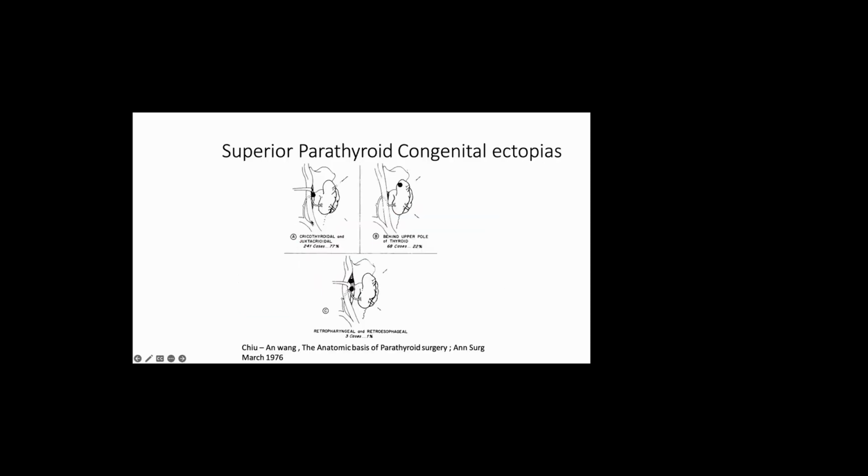So this is the juxta-cricoidal location of a superior gland, and this is behind the upper pole, and this is a retropharyngeal or retroesophageal location. We have seen this with many parathyroid adenomas, which are like this, retroesophageal. I'm not sure whether the factors that are causing abnormal migration are also responsible for adenomatous disease, but abnormal glands tend to be more ectopic than normal glands.